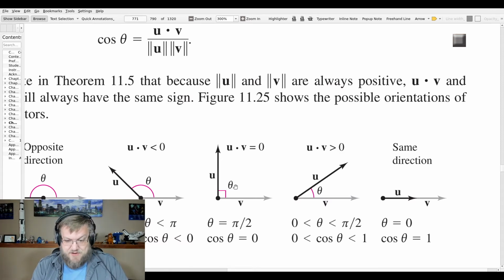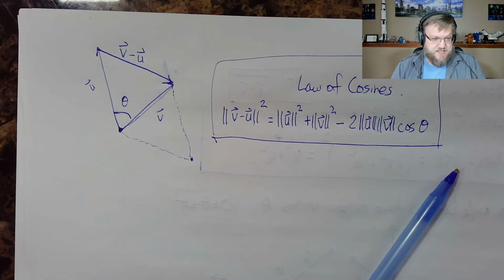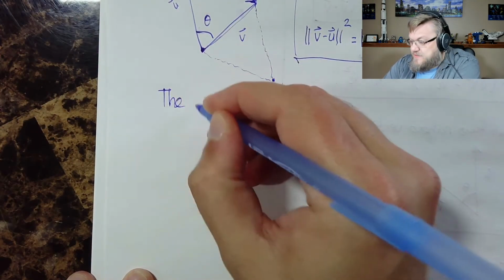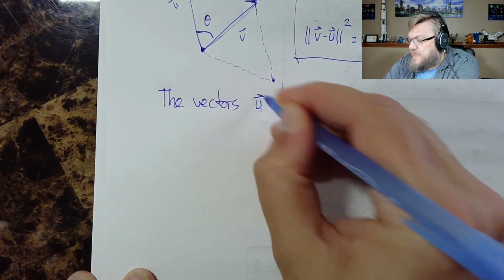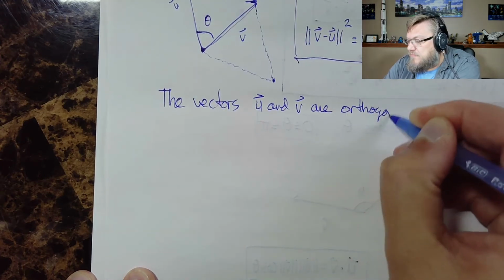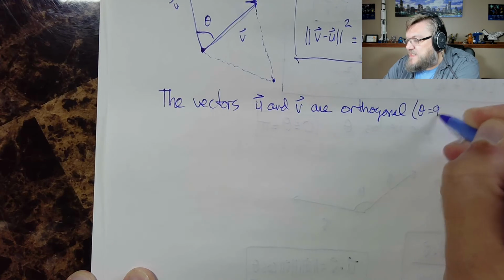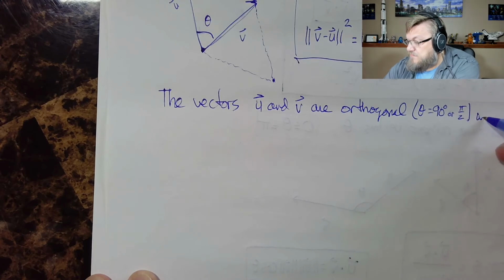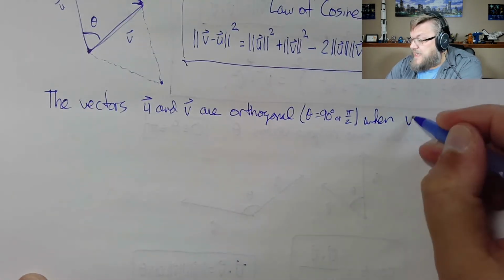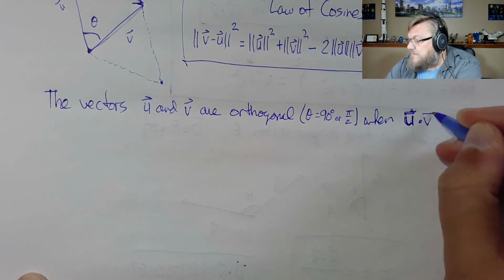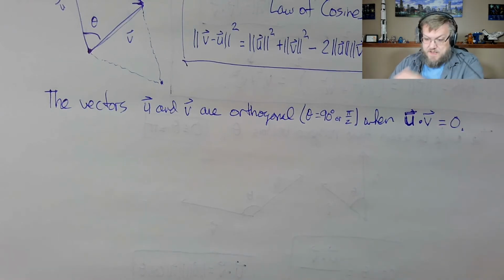Orthogonal. So let's go ahead and write down our rule that we just got from that notice there. So we can say here, the vectors u and v are orthogonal, in other words, theta equals 90 degrees, or pi over 2 radians, when u dot v, doesn't matter which order I write, u dot v equals 0. How about that?